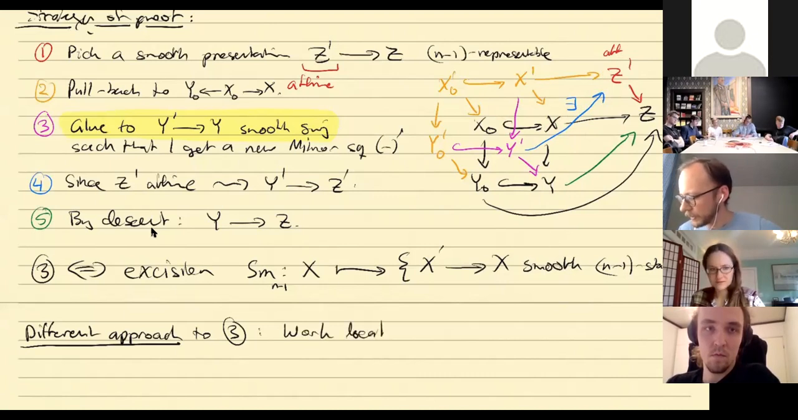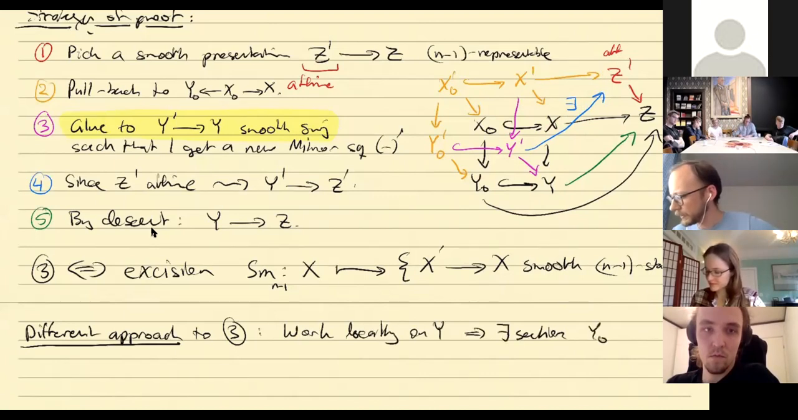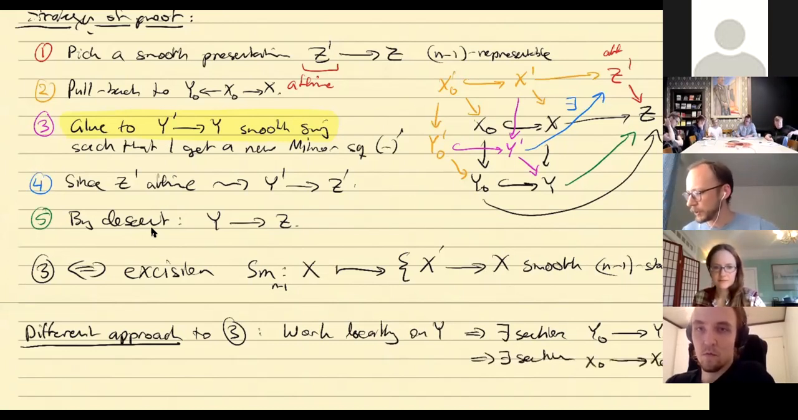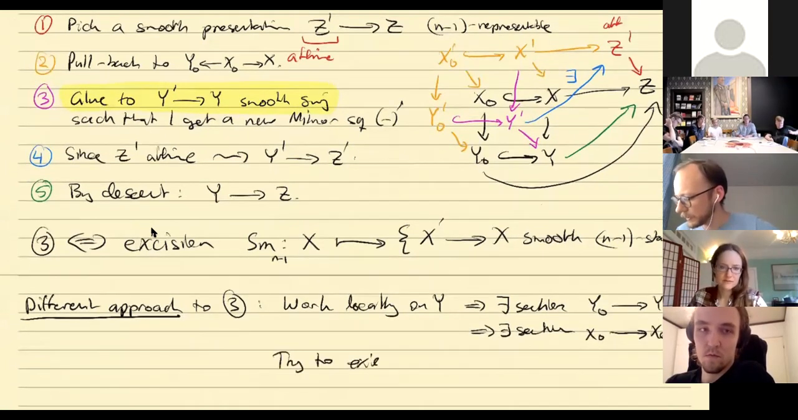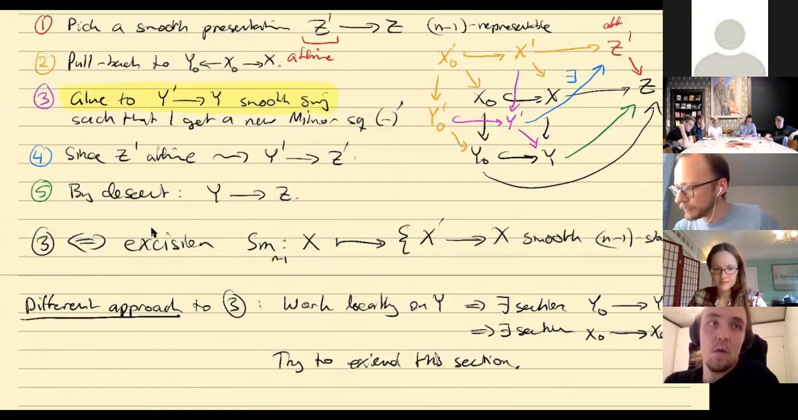So work locally on Y. Then there exists a section of Y naught to Y naught for the Y naught, and then by pullback we get a section of X naught prime to X naught, and then try to extend this section. And again, one can prove that this works in the case when n is equal to 2, but I don't know how to prove this for higher n.